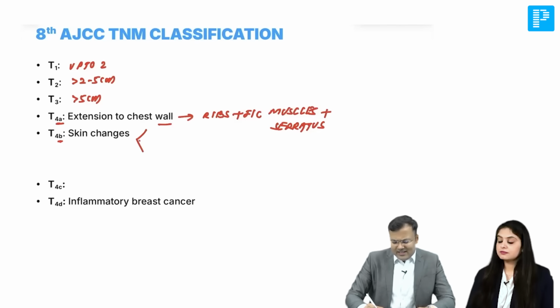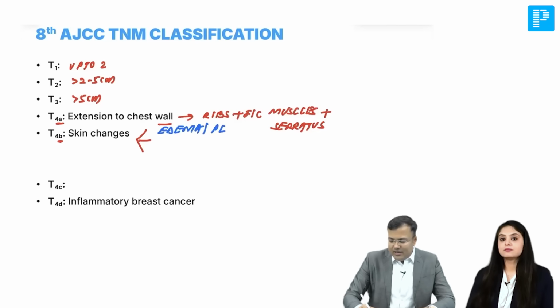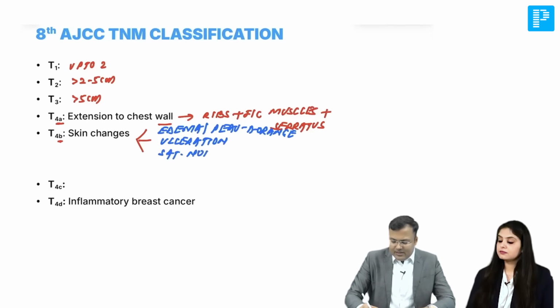So what are the changes in the skin? Obviously there can be edema, including peau d'orange. Ulceration or satellite nodules — that is T4B. What is T4C?